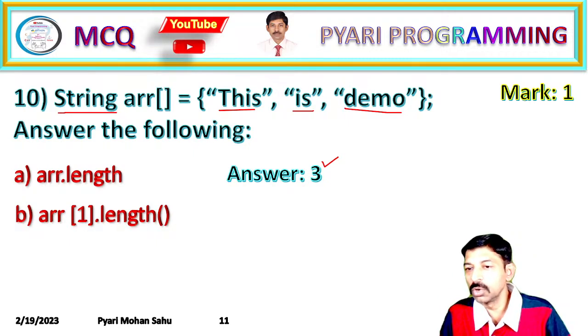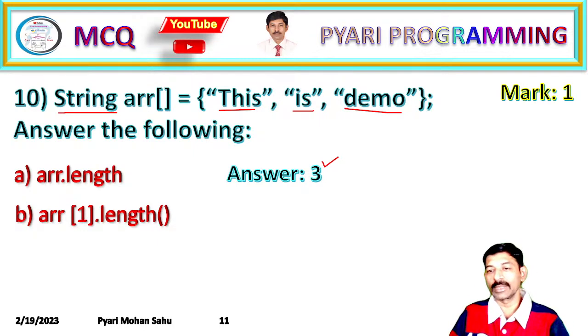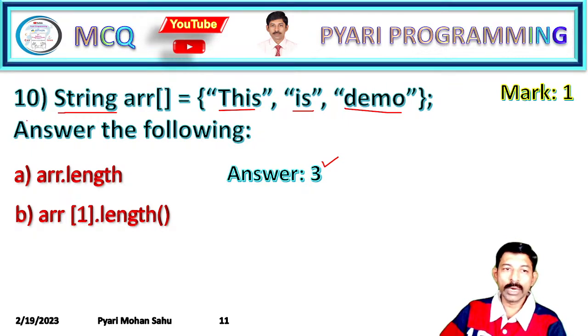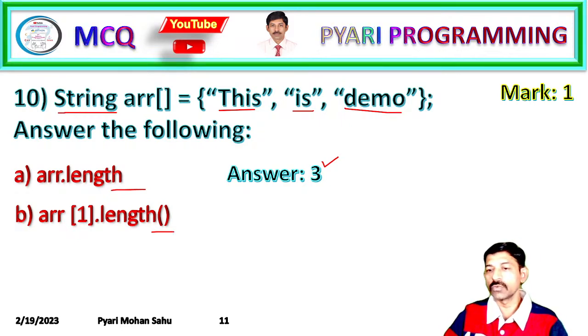Good, Subham Swami. The next question is ARR of 1.length. Is it possible to give parentheses over here? You can clearly see that in this case, I have not used parentheses. In this case, I am using parentheses. The question is why? Again, I am repeating my question.